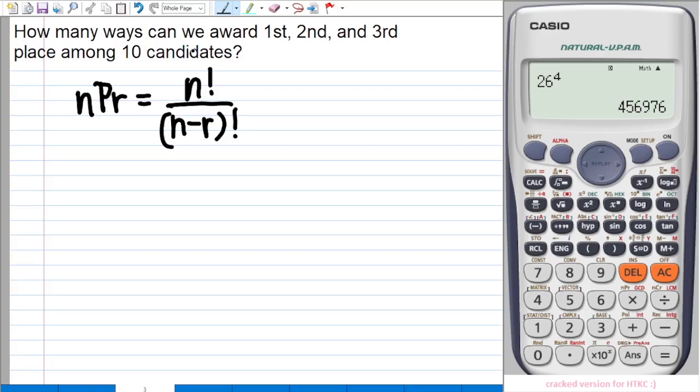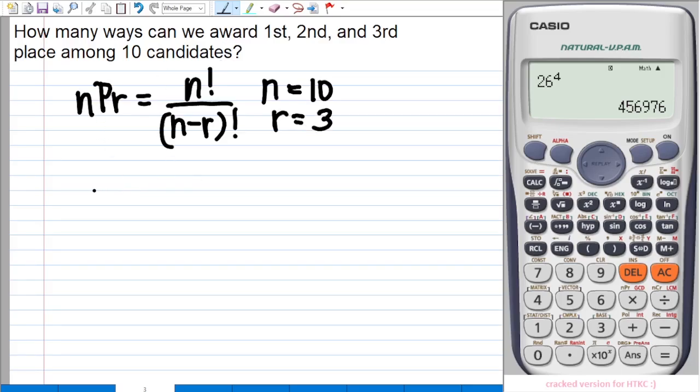So how many ways can we award first, second, and third place among 10 candidates? So the first step is to list n and r. So 10 candidates, that is n. n is the total number of candidates. R is the number of places. So we want to award first, second, and third. So there are 3 places.